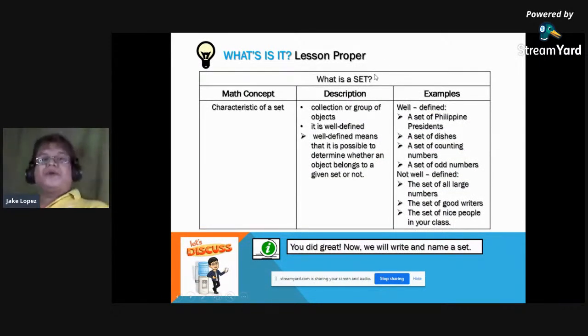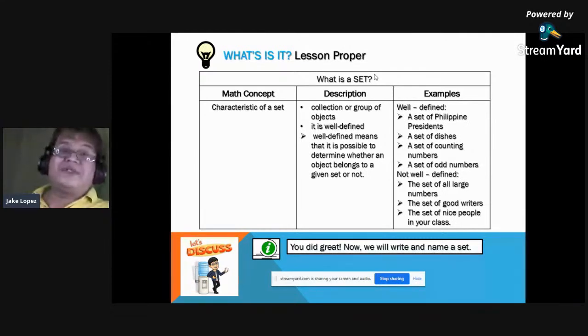So for our lesson proper, we are going to know the characteristics of a set first. A set is a collection or group of objects. Collection meaning a grupo siya, yun yung mga bagay na magkapareho sila. It is well defined. Well defined means that it is possible to determine whether an object belongs to a given set or not. So alam natin na kung sasabihin natin well-defined, alam natin na yung bagay na yon ay kabilang sa grupo na yon. So examples, a well-defined set of Philippine presidents.